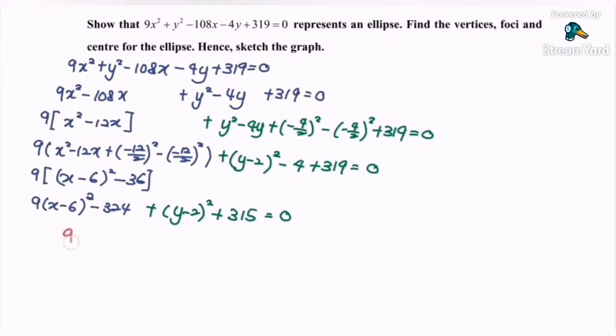So we have 9 multiplied with (x - 6)² + (y - 2)² equals to, kindly focus on negative 324 plus 315, so we will have negative 9. Transfer the negative 9 from the left to the right, so we will have 9. Next, what we have to do is to divide all the terms with 9 so that the 9 becomes 1, which is the standard form.